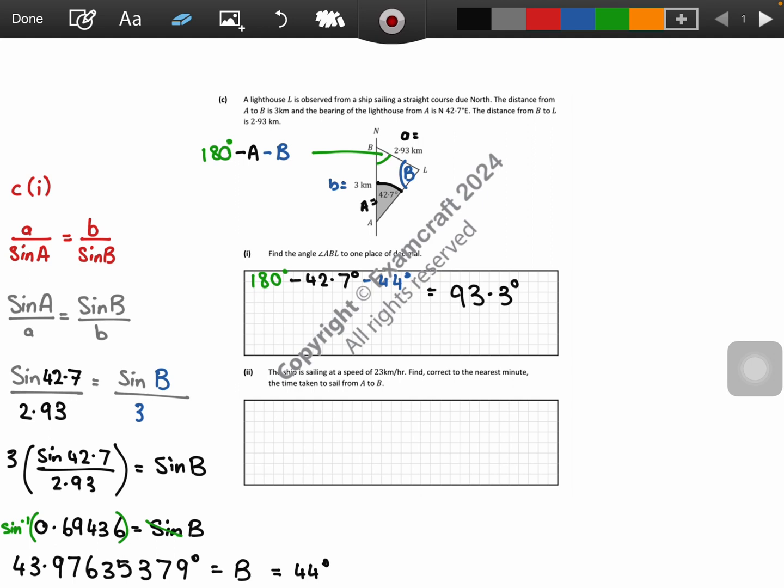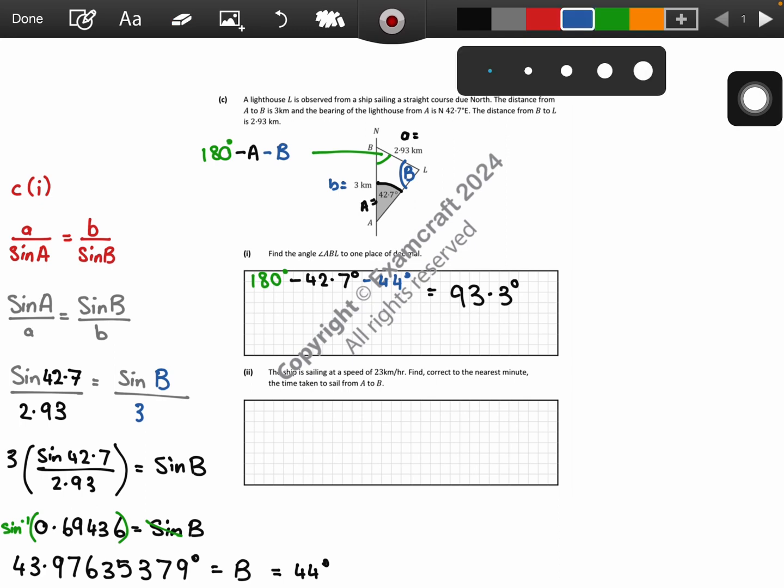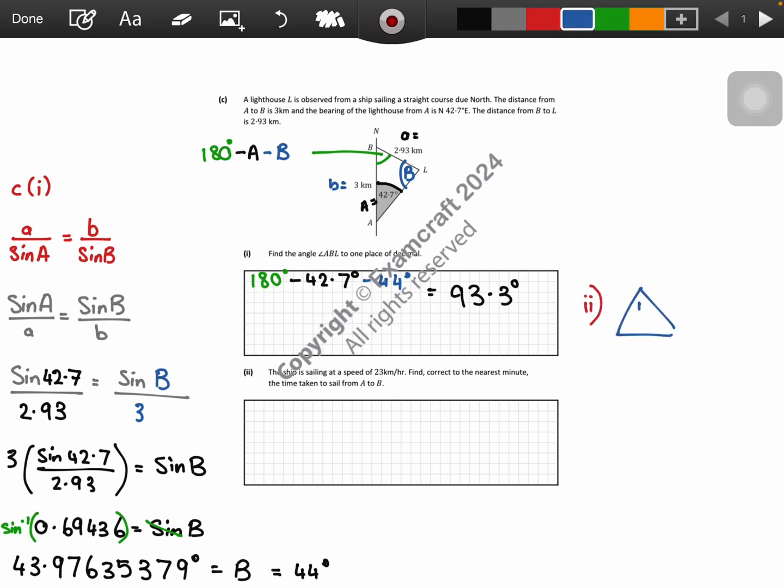The last part of this question says the ship is sailing at a speed of 23 kilometers per hour. Find, correct to the nearest minute, the time taken to sail from A to B. So they want this to the nearest minute. We are talking about distance, speed and time. So before I start anything, I'm going to write out my distance, speed, time triangle. They have said to sail from A to B, we know that distance.